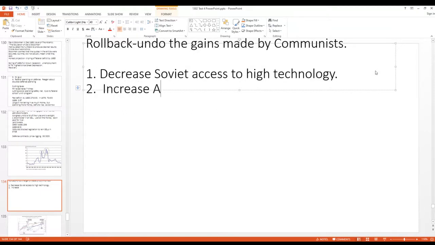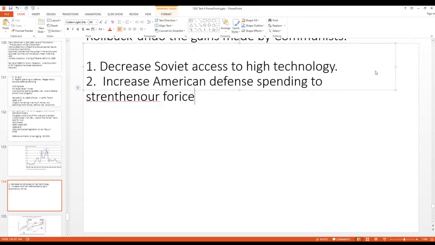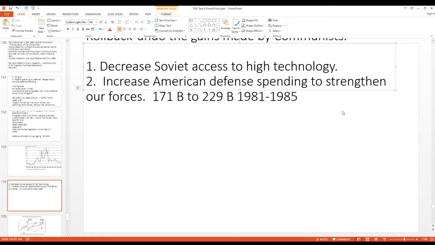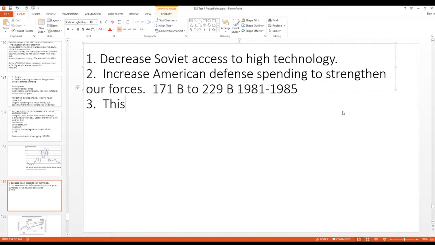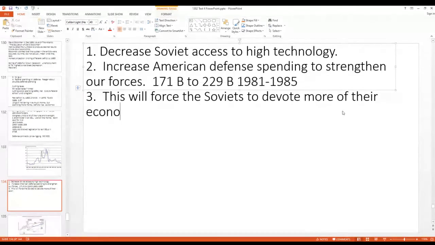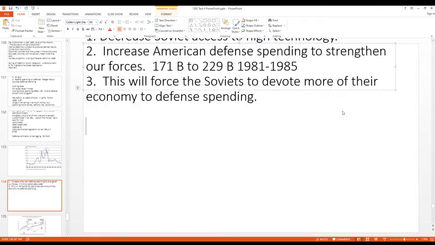Two, increase American defense spending, strengthen our forces. Again, 1.71 billion to 229 billion. And I think I showed you those numbers earlier. 1981-1985. This will force the Soviets to devote more of their economy to defense spending. Okay. Now, the Soviets might have been able to keep up except for the oil glut.